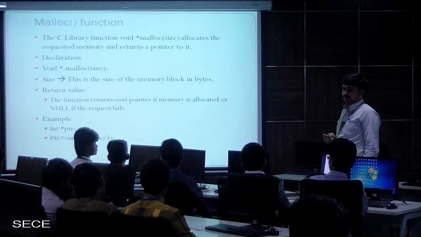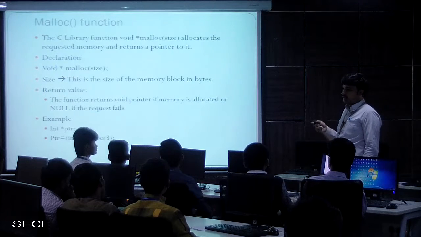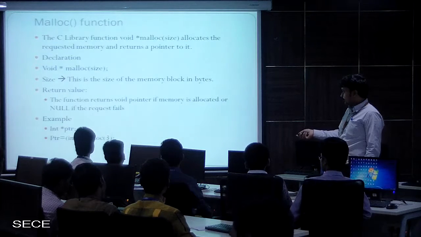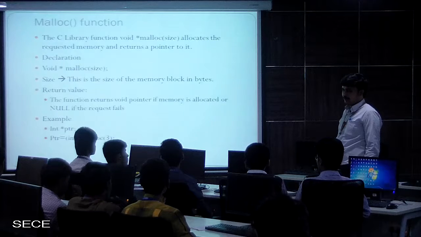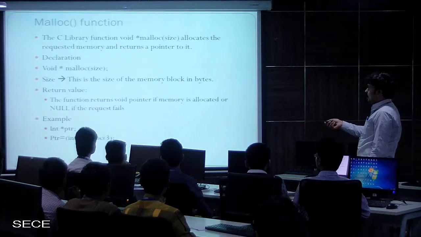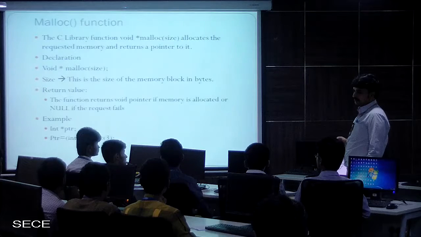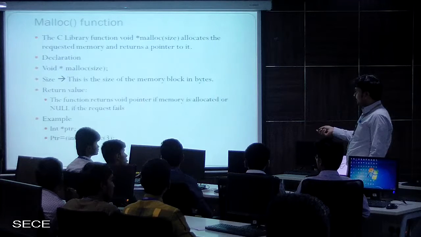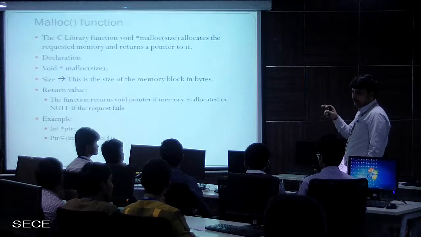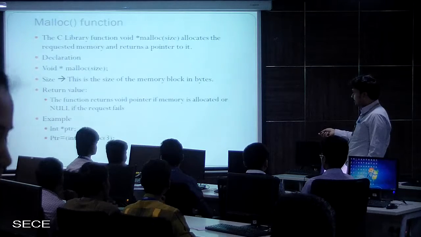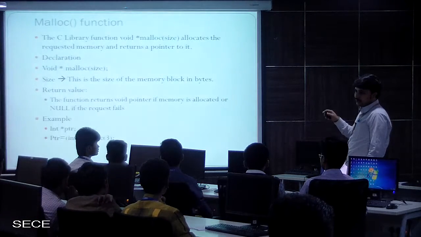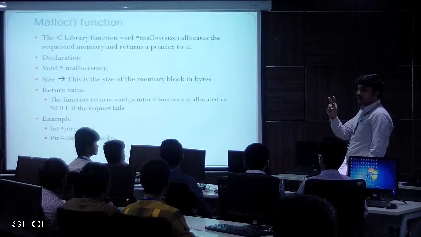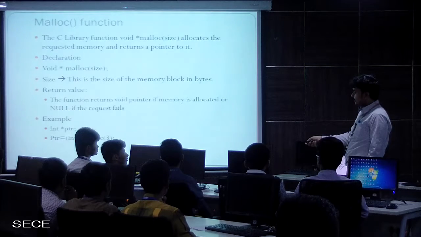returns what? It will return a void pointer, and you are going to convert that void pointer into an int pointer, and you are going to store that starting address in this ptr variable. So this is the standard syntax for malloc. Then you have to give the size. The return value is a void pointer. If the memory is allocated, then it will return a void pointer, otherwise it will return null. So we are going to convert that void pointer into an integer pointer, and store the starting address in this ptr pointer variable.